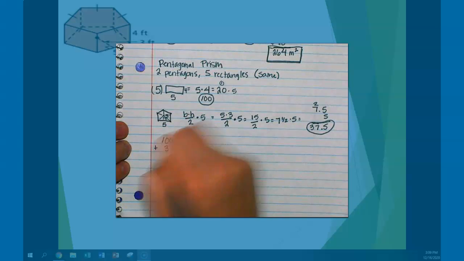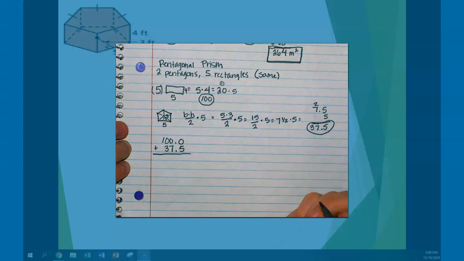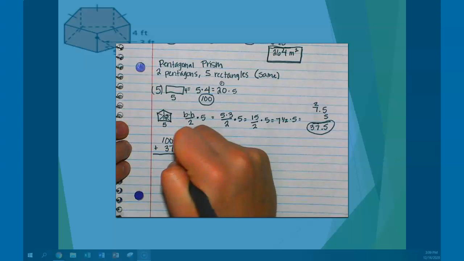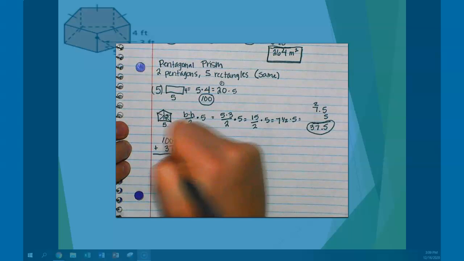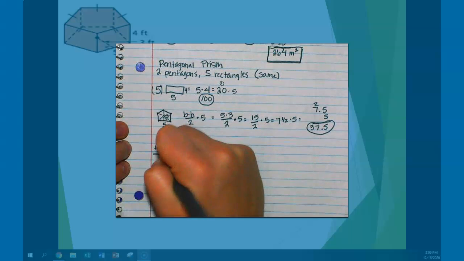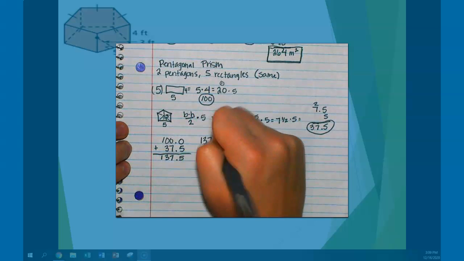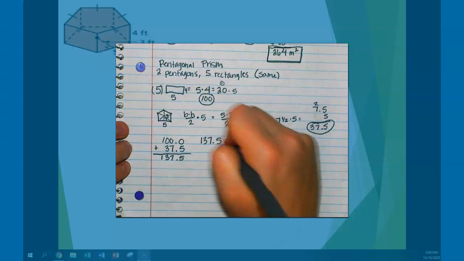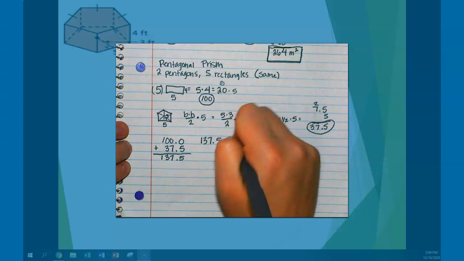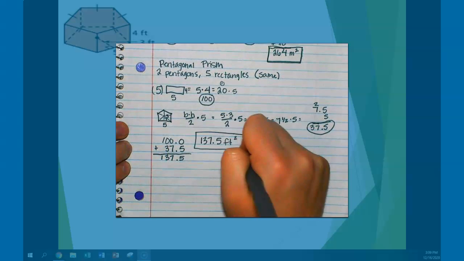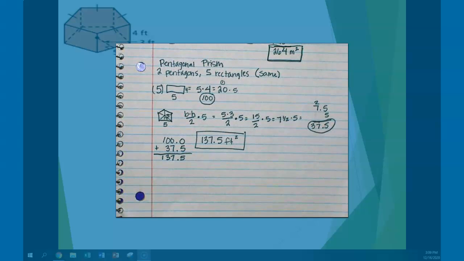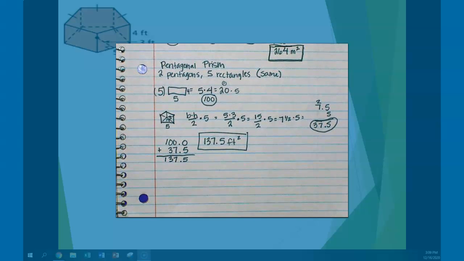Then I need to add 100 from my 5 rectangles plus 37.5. Remember, when adding decimals, line up your decimal place. 0 plus 5 is 5, 7 plus 0 is 7, 3 plus 0 is 3, 1 plus 0 is 1, so I get 137.5. My label is feet, so square feet. That is my final answer for this shape.